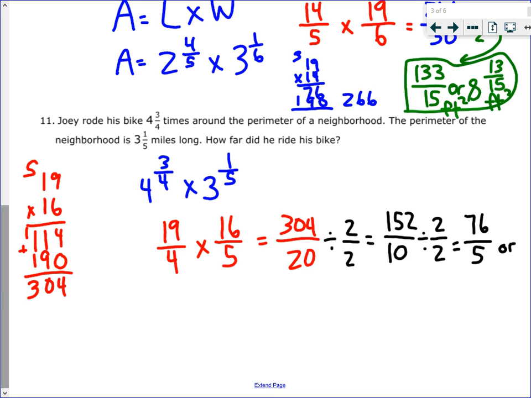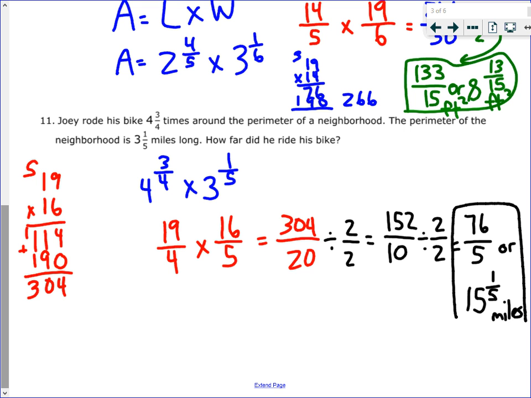76 over 5, or if you change it to a mixed number, let's see. 5 times 10 is 50. So that would be 10, not 11. 12 would be 60. 14 would be 70. So 15. And we have 1 left over, so 15 1/5. And that would be how far he rode his bike. 15 1/5 miles.